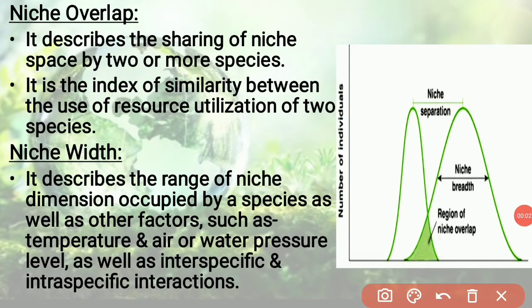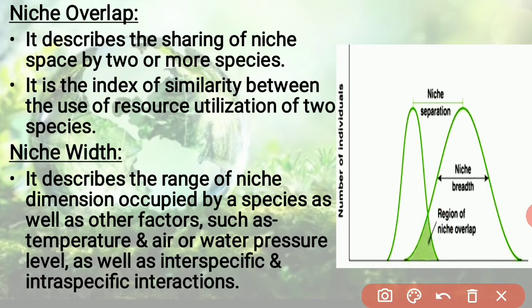Now the two terms, niche overlap and niche width, are very important. First of all, niche overlap describes the sharing of niche space by two or more species. It is the index of similarity between the resource utilization of two species. So in this graph, this is the overlapping portion of the niche of two species.